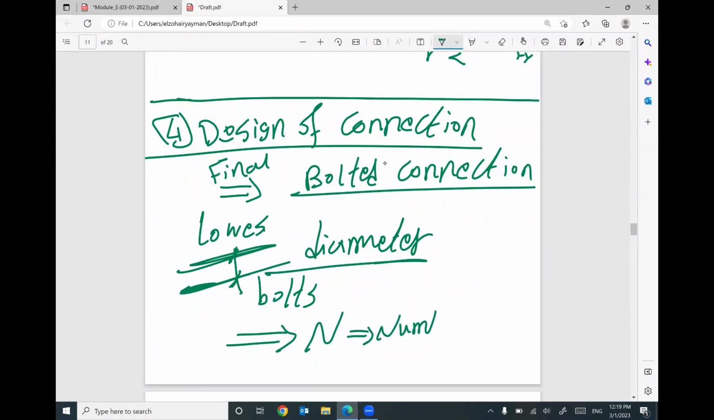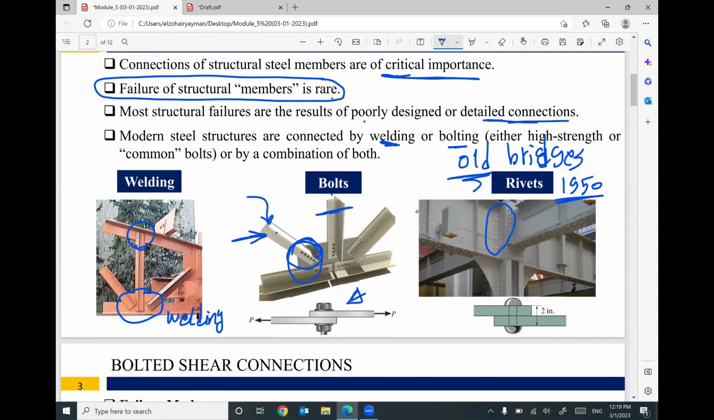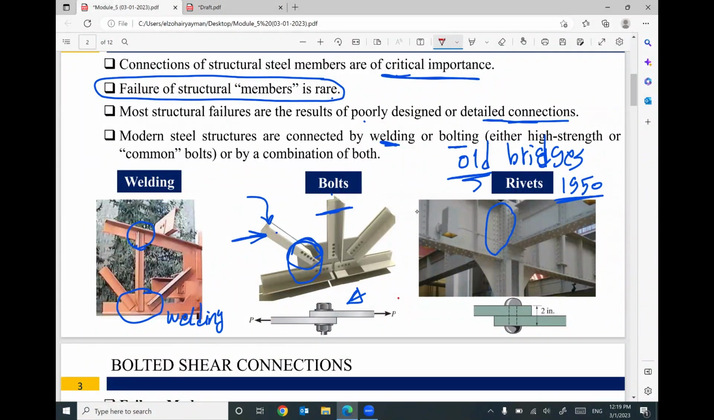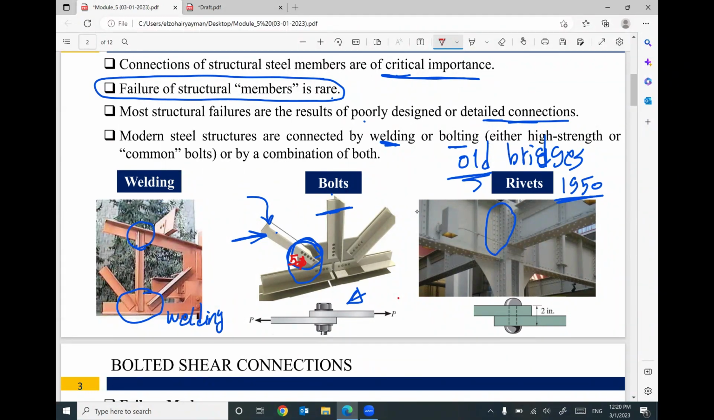Number of bolts. Yes, sir. So if you look at this picture, you will see here how many bolts? 1, 2, 3, 4, 5. We have 5 bolts. So what is the diameter of each bolt? Then you have designed your connection. So the final product, we need to figure out how many bolts are needed to connect your member to this connection.